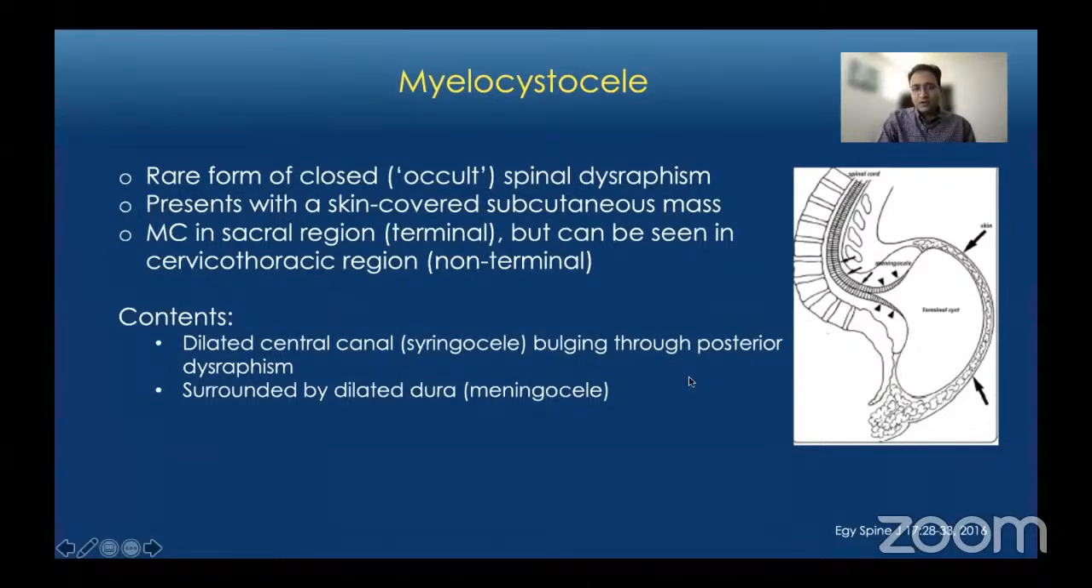So it's a rare form of closed or occult spinal dysraphism, presents with skin-covered subcutaneous mass, as in our case. It's most commonly seen in the sacral region, where it's called the terminal myelocystocele, although it can be seen in the cervicothoracic region, where it's called the non-terminal myelocystocele.